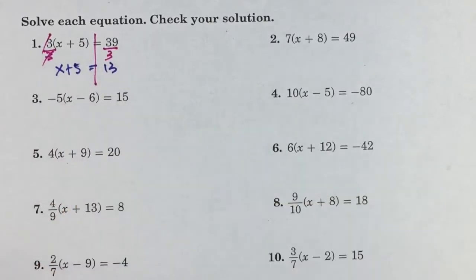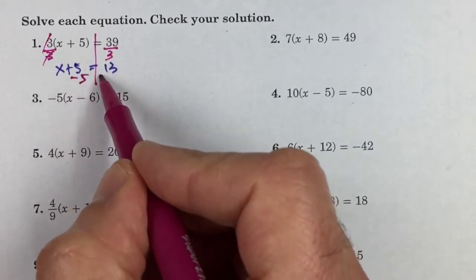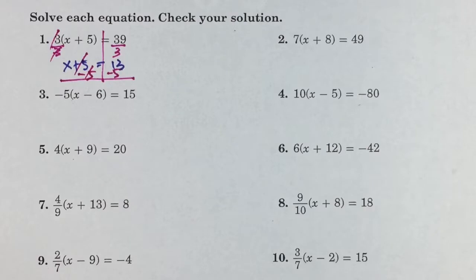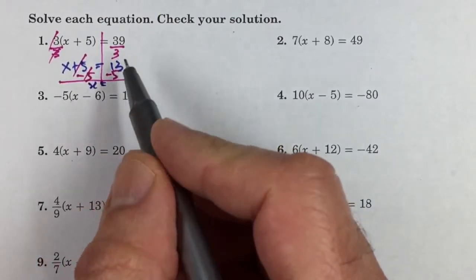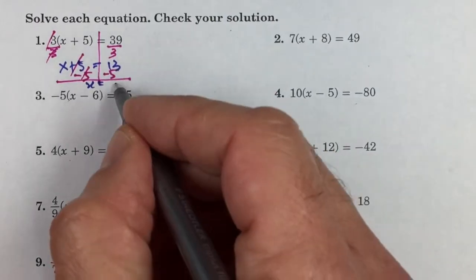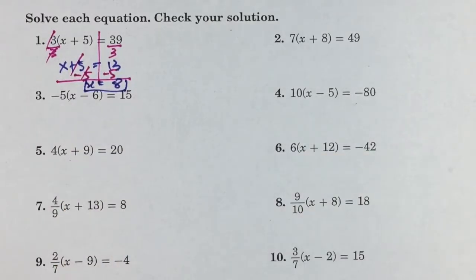I have to get rid of the 5 by subtracting 5. And when I subtract, this goes away, and my x equals 13 minus 5, that is 8. My x equals 8 for this equation.